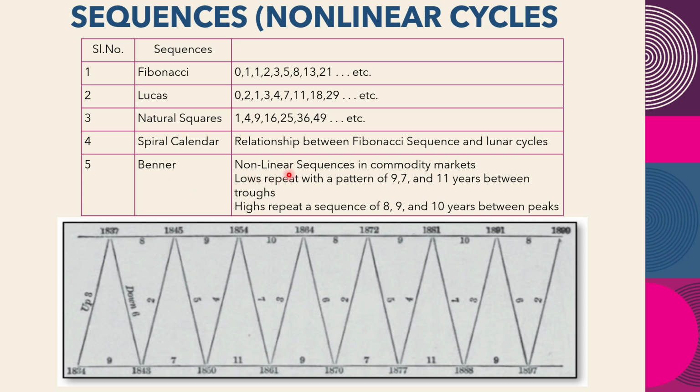Benner identified non-linear sequences in the commodity market. This is Benner's identified sequence. Based on his identification, lows repeat with a pattern of 9, 7, and 11 years. This continues. Similarly, highs repeat in the pattern of 8, 9, 10. This is Benner's finding. So this is all about cycles.